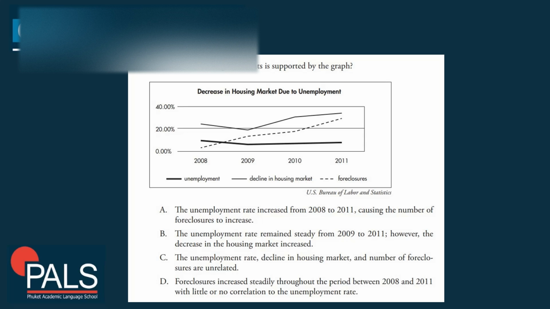Number 7 is a little bit more of a complicated line graph. We have a title telling us that it's showing the decrease in housing market due to unemployment. The left-hand side axis is showing us from 0 to 40%. The bottom is showing us two things, the years, and then beneath that there's a key telling us which type of line indicates what. Go ahead and look at this complicated chart, pause it, and read all of the answers to yourself to try to determine which one of these is supported by the graph.